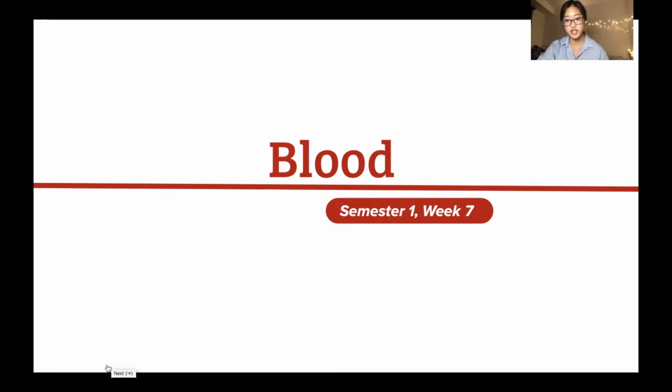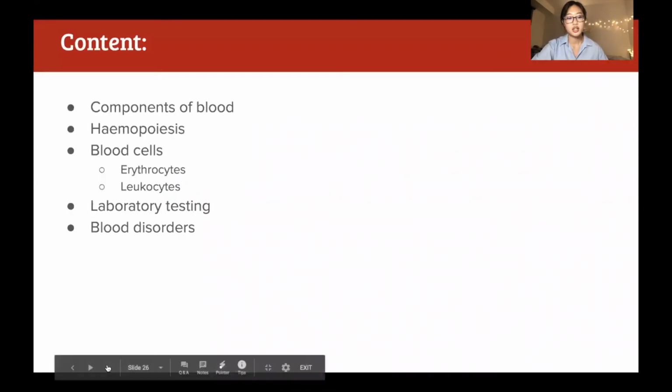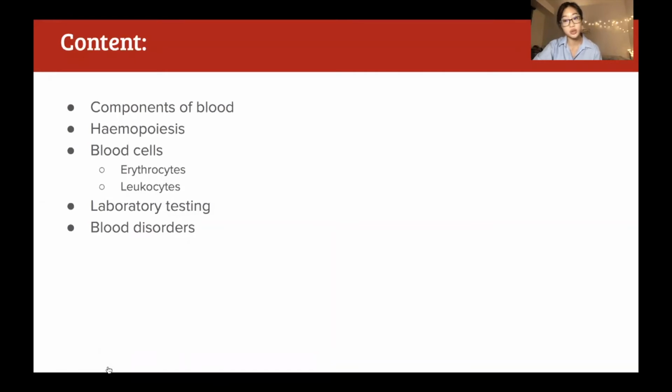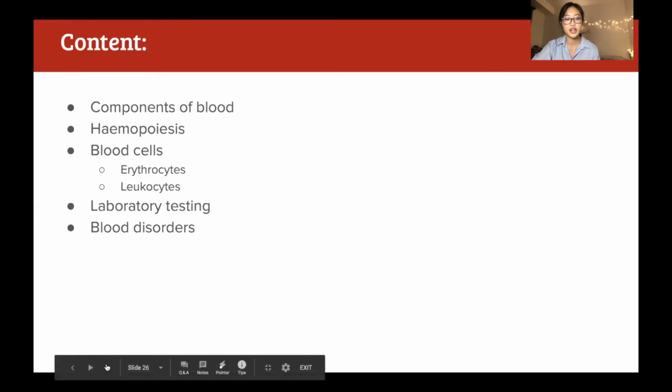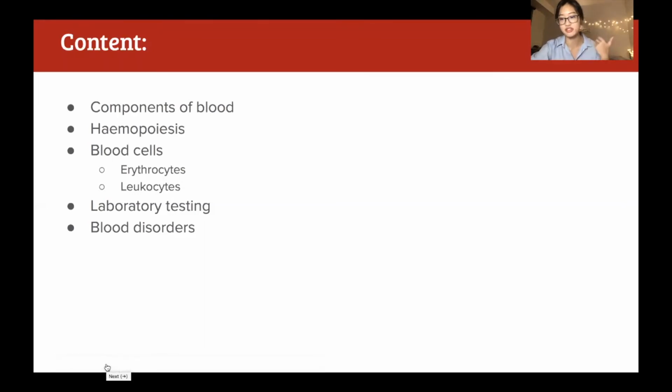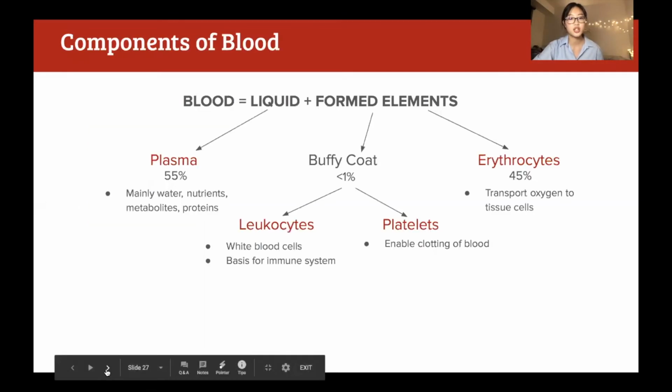So my topic today is going to be blood. And what are we covering under blood? We're covering the components of blood, haemopoiesis, blood cells, including erythrocytes and leukocytes, and we're also covering laboratory testing and blood disorders. And I will not be covering blood vessels because you guys have literally just heard it like 5 seconds ago. So let's get into it.